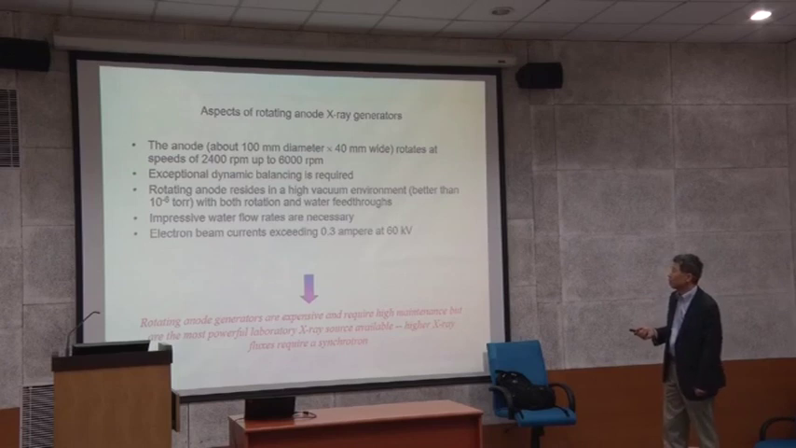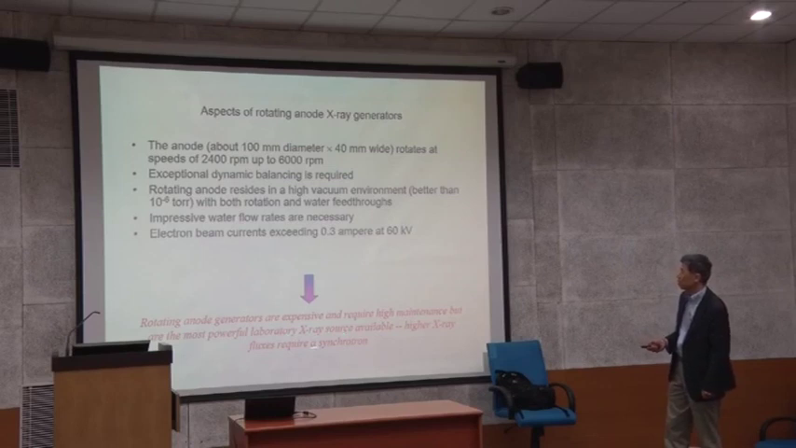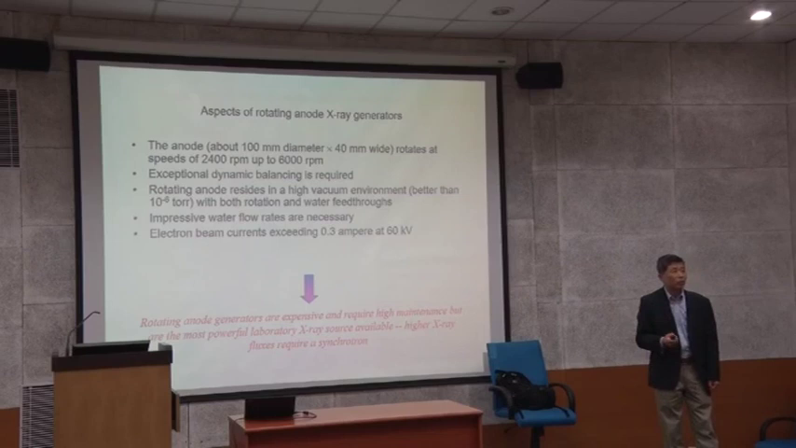But this requires a lot of maintenance. The rotating anode is expensive and high maintenance, but it is the most powerful lab X-ray source when high X-ray flux is required. And then there is the synchrotron, which has a much higher flux. Has anybody done X-ray synchrotron work? No one? Not X-ray, irradiation version. Oh, irradiation, okay.